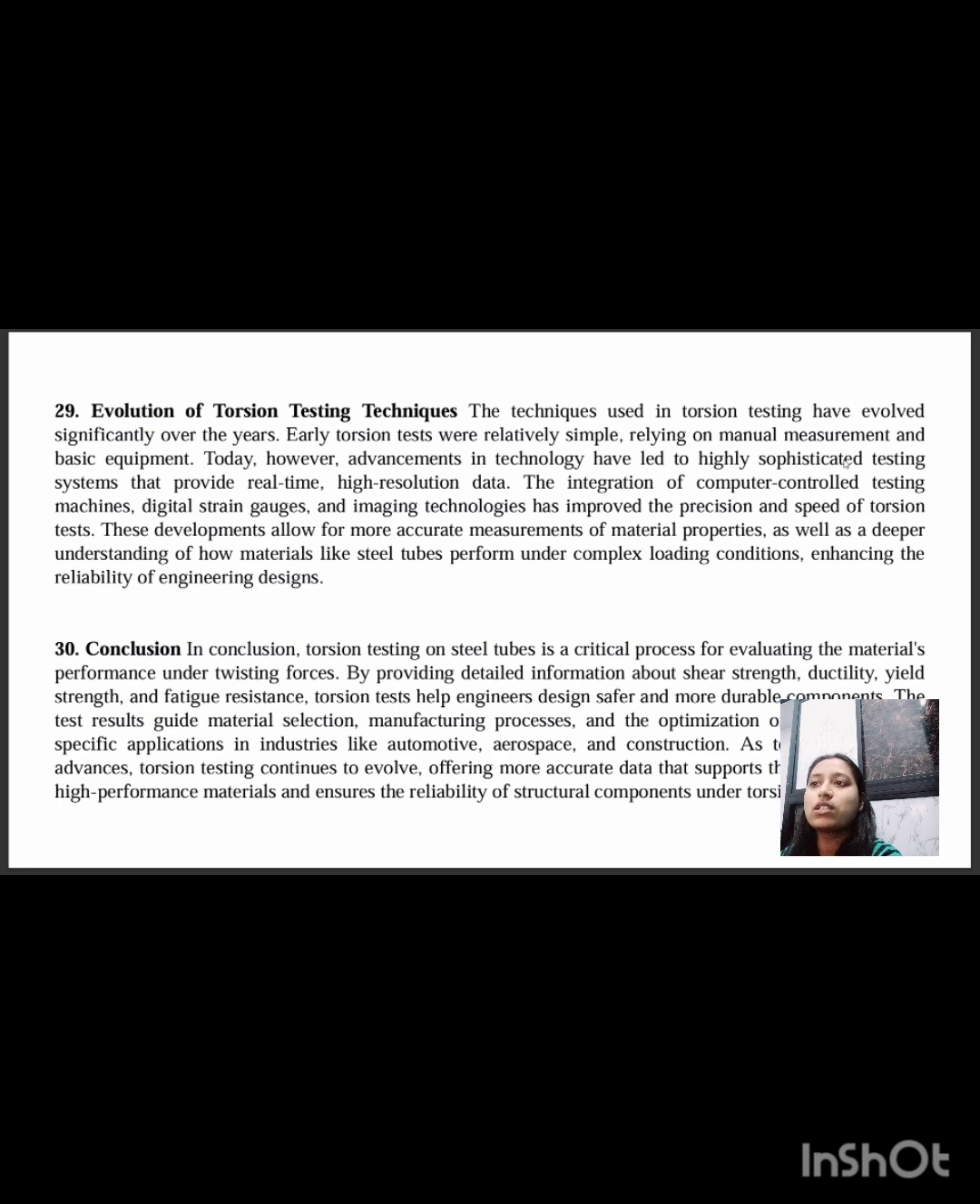In conclusion, torsion testing on steel tubes is a critical process for evaluating the material's performance under twisting force by providing detailed information to industries, mainly automotive, aerospace, and construction. Test technology continues to evolve, offering more accurate data and supporting the development that ensures the reliability of structural components undergoing torsion.